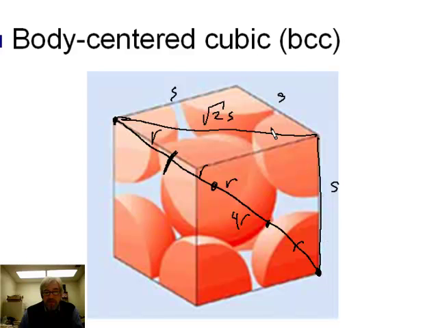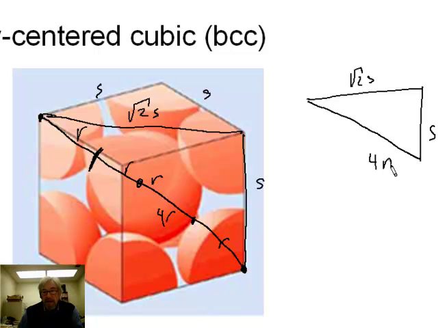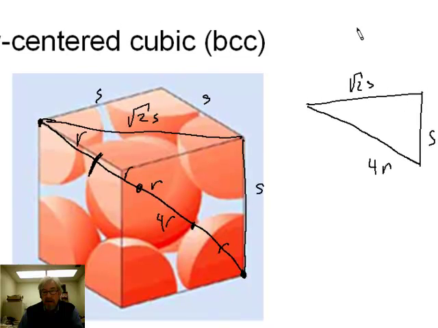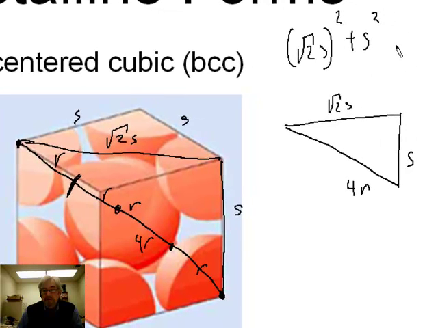So that triangle that's in the middle there, here's what it looks like. Across the top is square root 2s, and down this side is s. And so what's the length of this diagonal here that's equal to 4r? Well, Pythagorean theorem says add up the squares of both sides. So square root 2s quantity squared plus s squared. Well, that's 2s squared plus s squared.